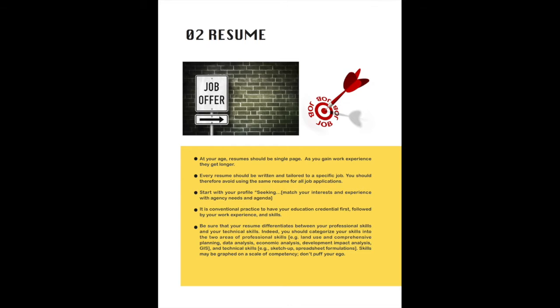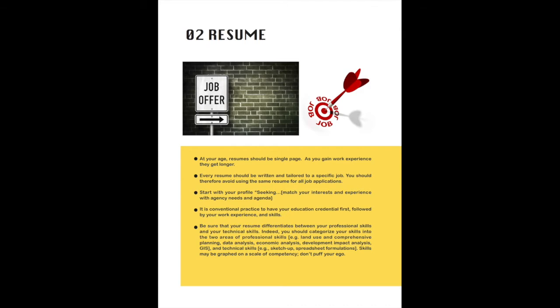And in terms of skills, your resume should differentiate between professional skills and technical skills. And in fact, we recommend you categorize those skills into two areas. Professional planning skills would include land use planning, comprehensive planning, neighborhood planning, data analysis, economic analysis, development impact analysis. And then technical skills would include a list of software, but also other hard skills. So separating those analytical professional skills from the software and technical skills, we recommend separating those two things in two separate lists.